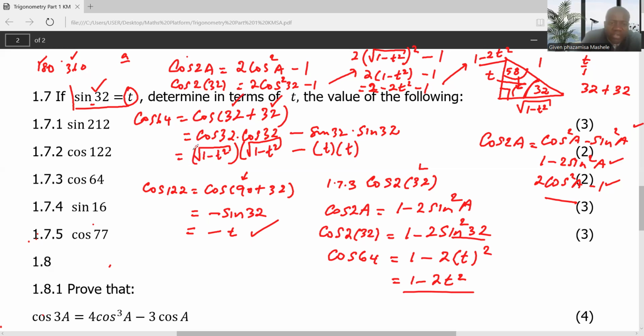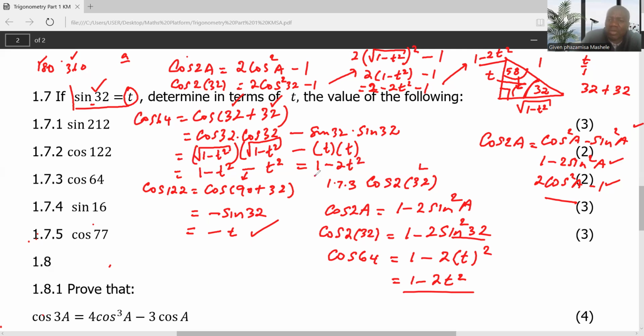So if we simplify this, the root of 1 minus t squared multiplied by the root of 1 minus t squared gives us 1 minus t squared. Minus t times t, this becomes t squared. If we group like terms, this will be 1 minus t squared minus t squared, this becomes 1 minus 2t squared.